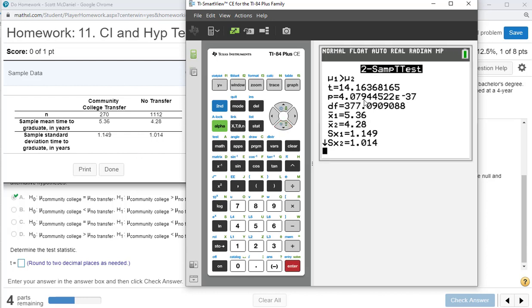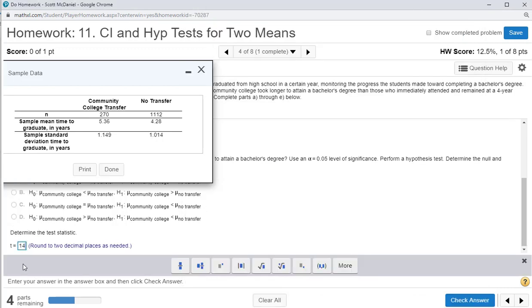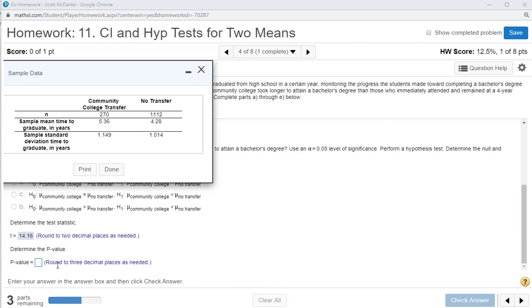Okay, so here is our test statistic. Wow, 14.16. That's huge. Anything bigger than 3, we're going to be rejecting H0. So often in research, you're going to see the test statistic reported, or you will need to report it if you're doing your own research. So report this along with the p-value. Now, it says the p-value to 3 places.